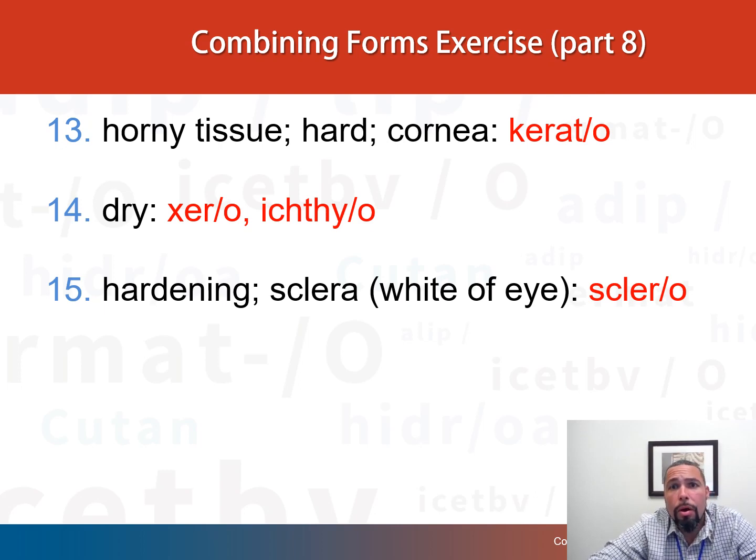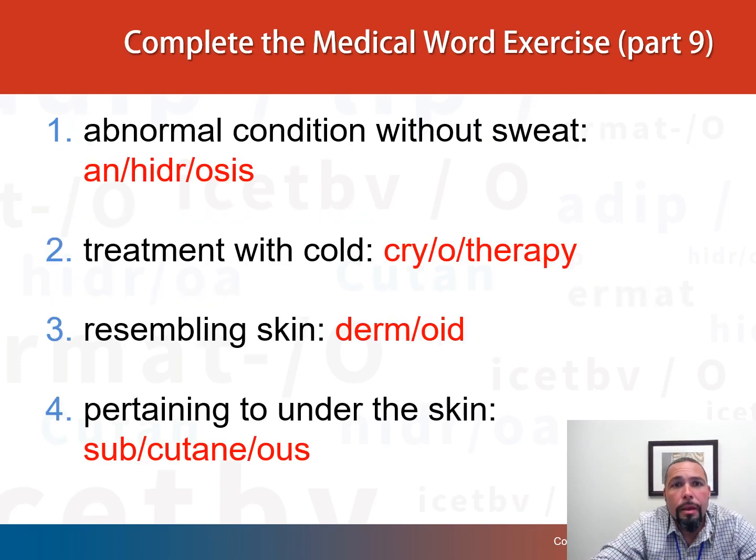Hard, cornea. Not sure why 13 is like that, but we're going to continue going. 14, dry, xero or xer. Hardening, sclera, white of the eye, so sclerosis, or sclero being the root word here. Abnormal condition without sweat, anhidrosis. Treatment with cold, cryotherapy.